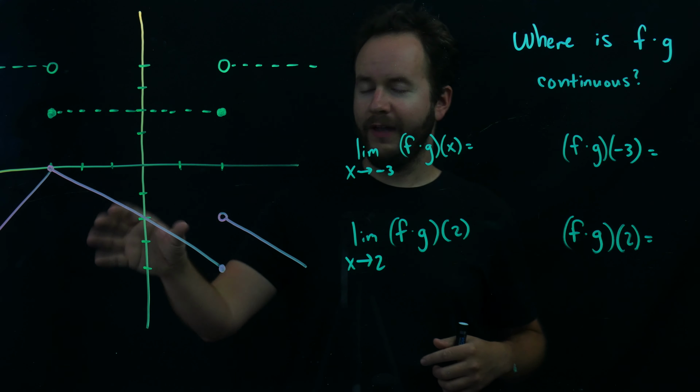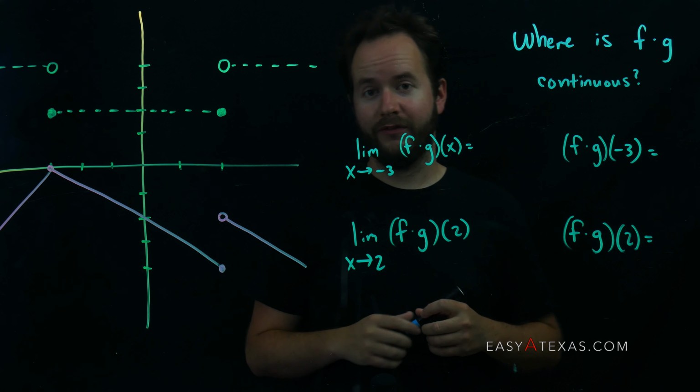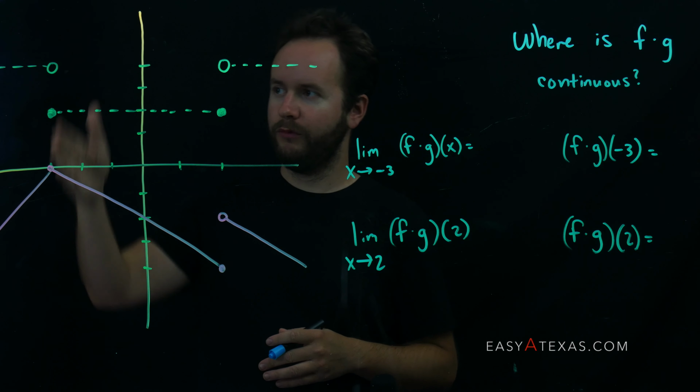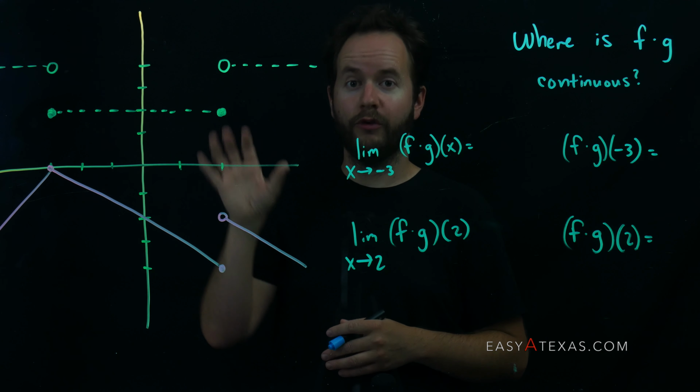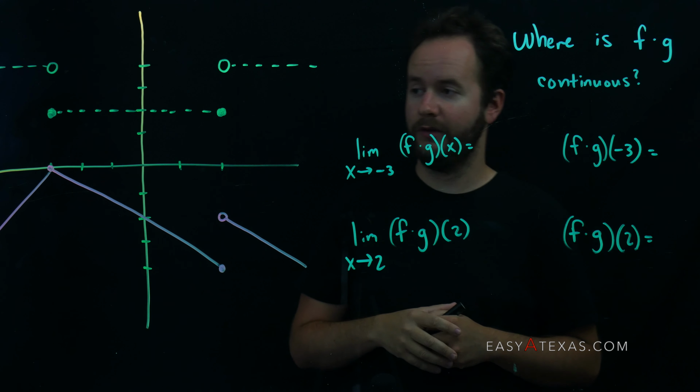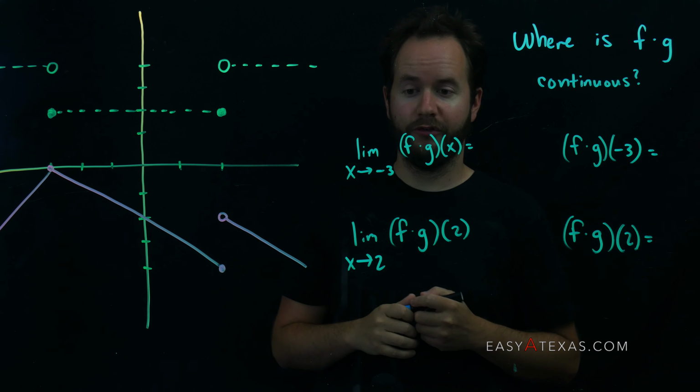Here we have two graphs of f and g, and we're asked to find where f times g is continuous. You'll notice this graph has a couple breaks in it, namely at x equals -3 and at x equals +2. So it's around those two points we need to evaluate these expressions to determine if this graph is continuous. Let's start with the limit as x approaches -3.